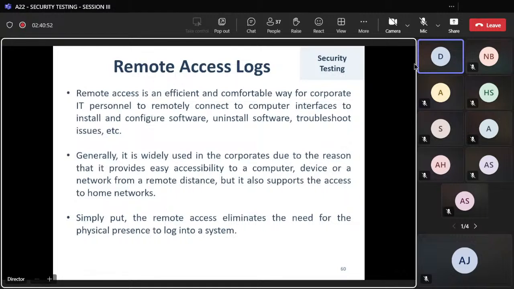Then remote access logs. Remote access is one of the efficient and comfortable ways for corporates to remotely connect to the system, basically to install, configure system software, and even for troubleshooting. And it is also very important to know which user is currently having remote access to that particular resource. It's very important to record the remote access logs and to review whether those accesses are legitimate or genuine to business.